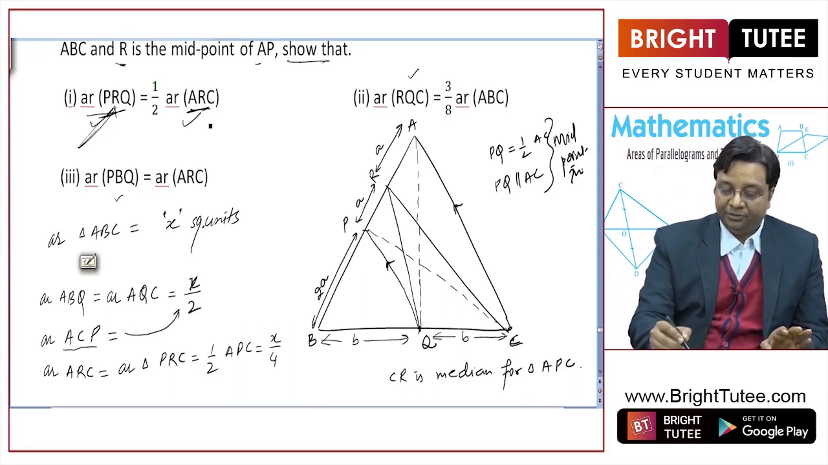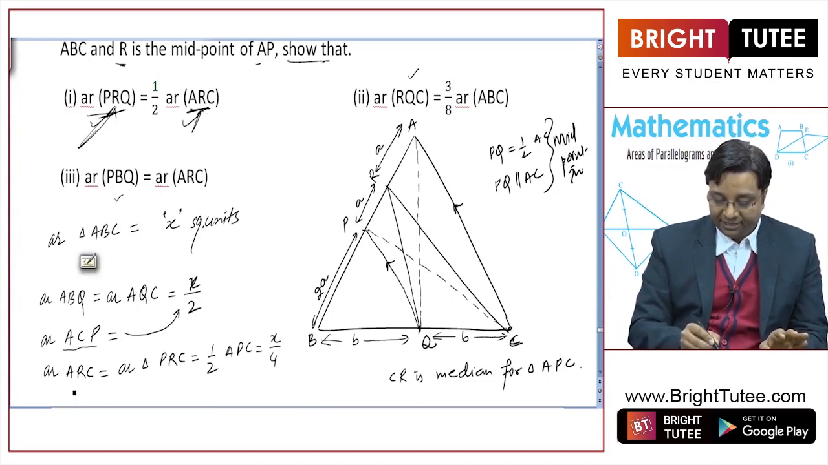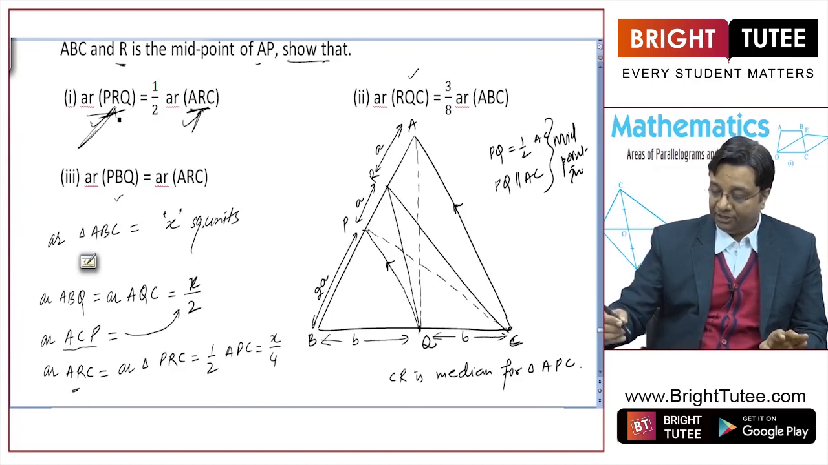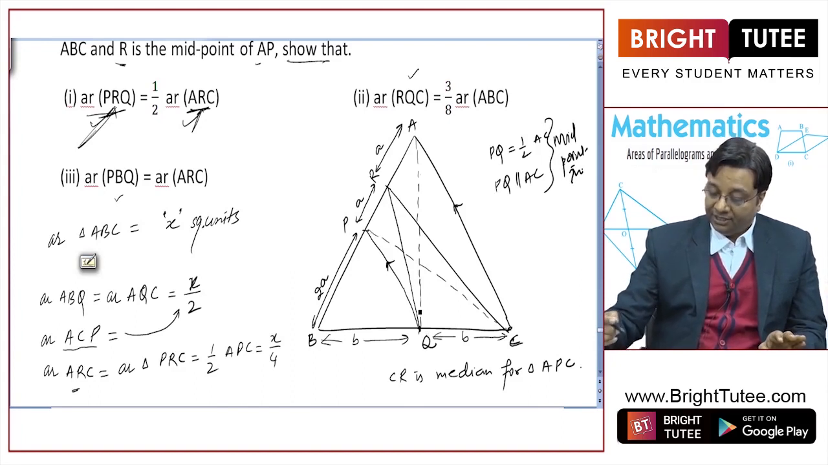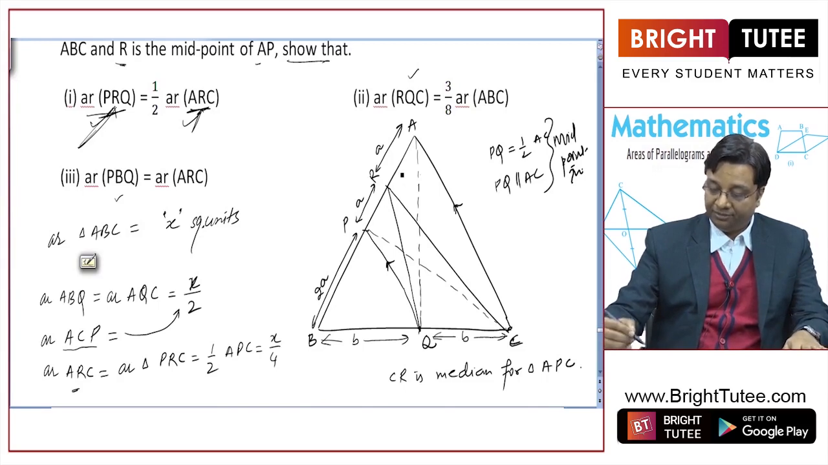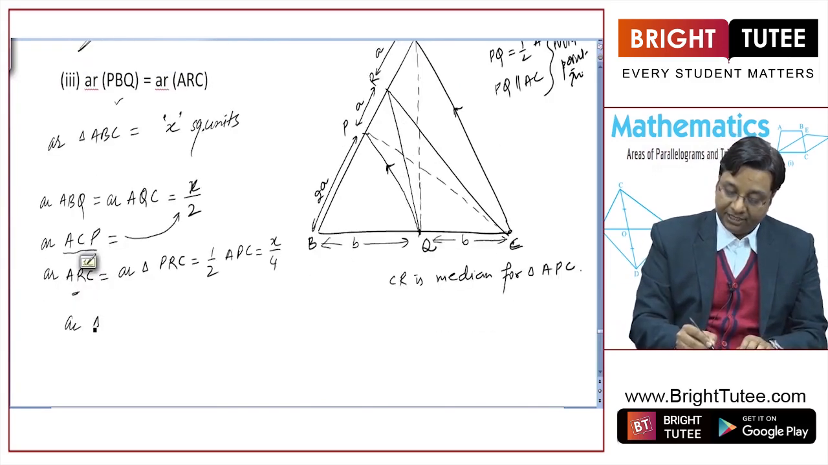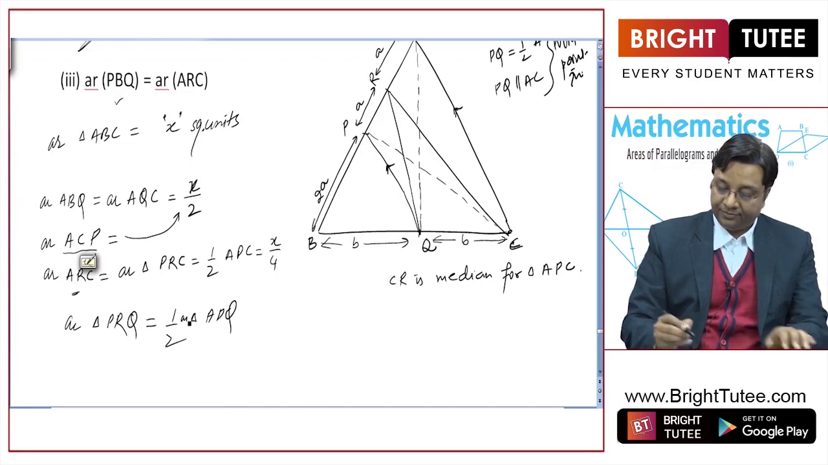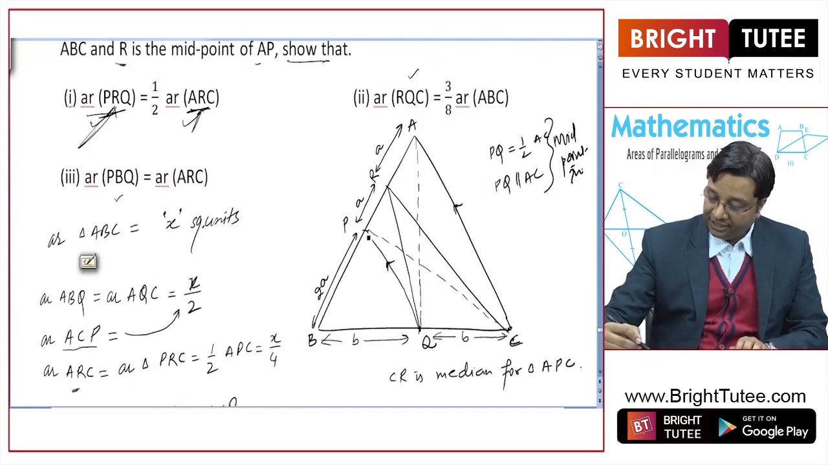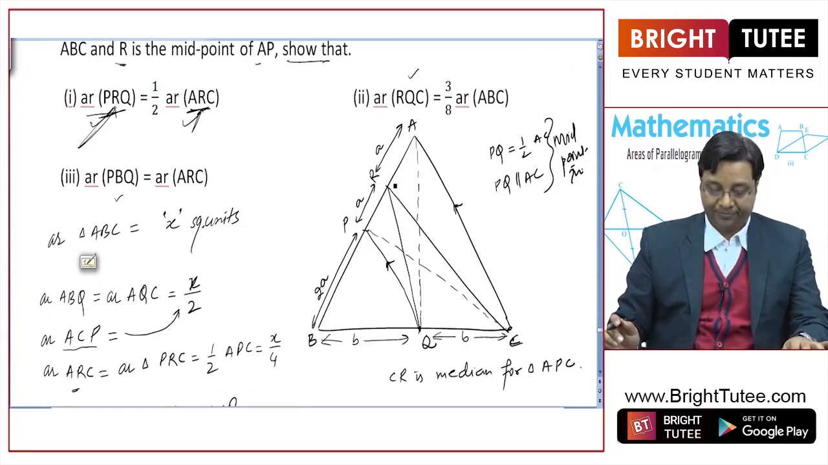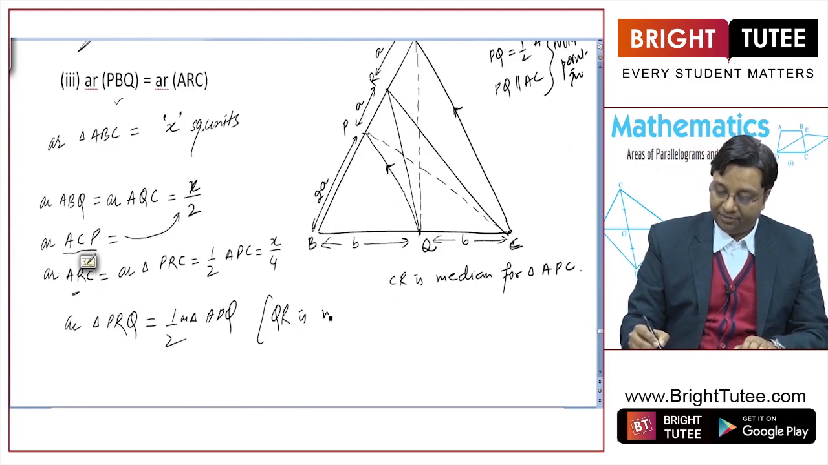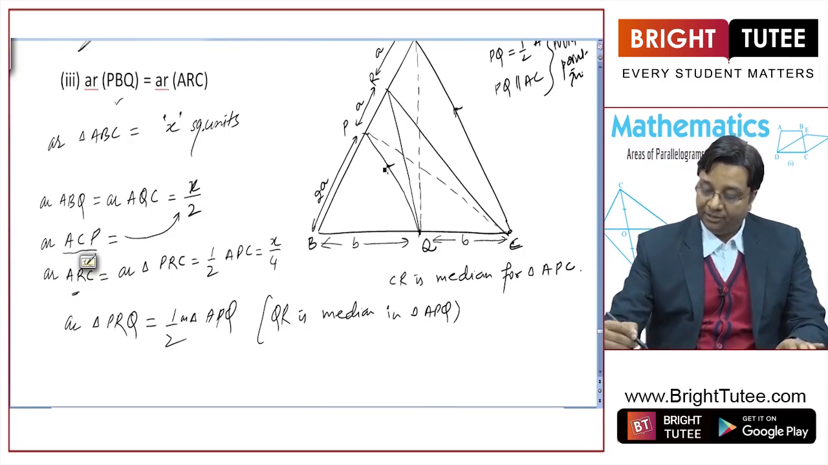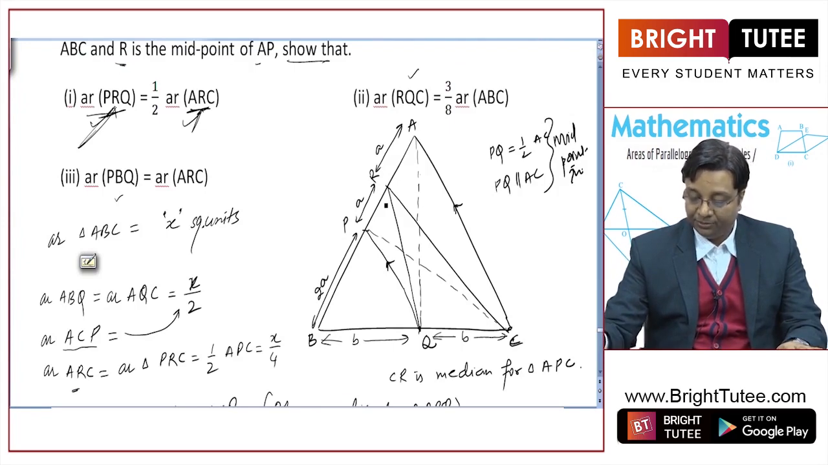So now I have to compare PRQ with ARC. So I have got ARC with me, but I still haven't got PRQ. What is PRQ? This area is PRQ. This is the triangle PRQ. Look, PRQ is nothing but half of APQ. Area of triangle PRQ is half of triangle APQ. Why? Because if you look at this triangle APQ, QR is the median. QR is median in triangle APQ. Right? So PRQ is nothing but half of APQ.